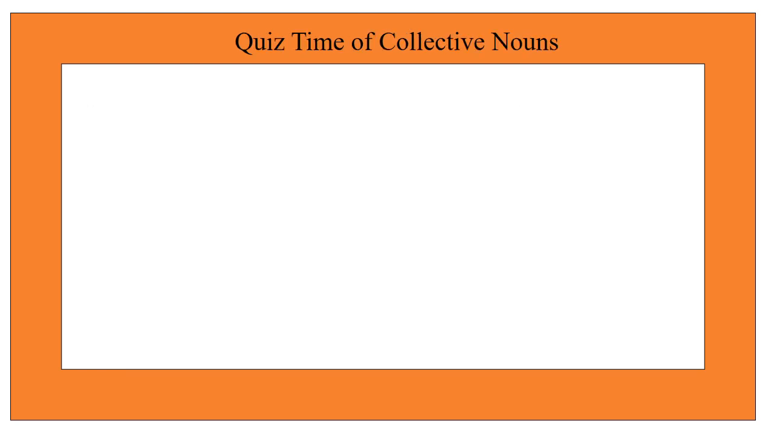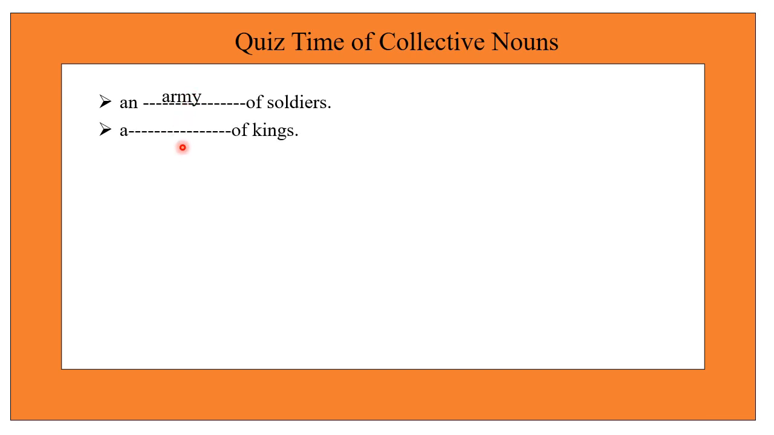So let's see the quiz time. So dear student, judge yourself for the collective nouns. Now let's see the first example. What is the first example? A dash of soldiers. Okay, so what is called to the collection of soldiers? An army of soldiers. Now let's see the next example.